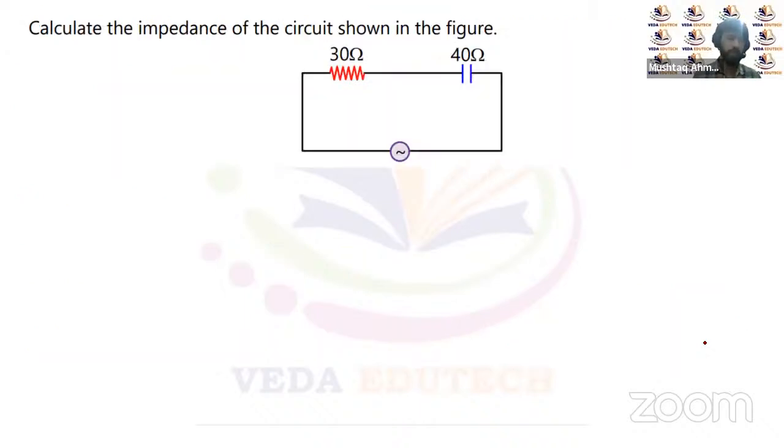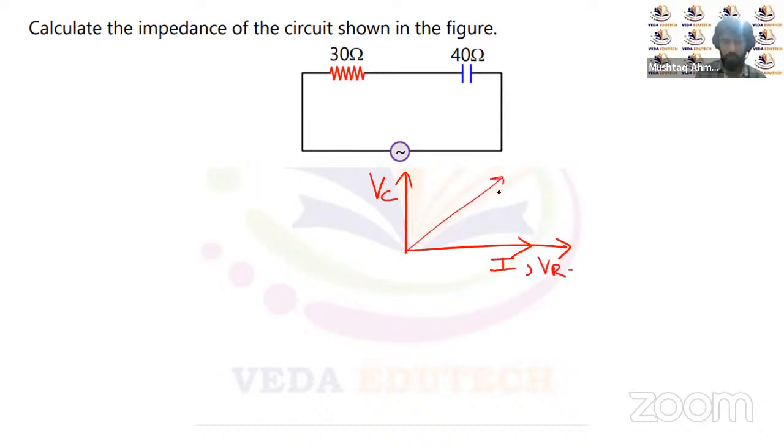Now let's move on to the next question. Calculate the impedance of the circuit shown in the figure. We know that in case of a capacitor, the current leads the voltage by pi by 2. We can represent this as the voltage through the capacitor, this is the current through the resistor, and this is the voltage through the resistor, that's VR. So the resultant of these two voltages will be here.